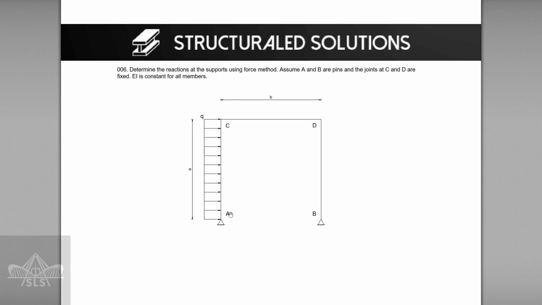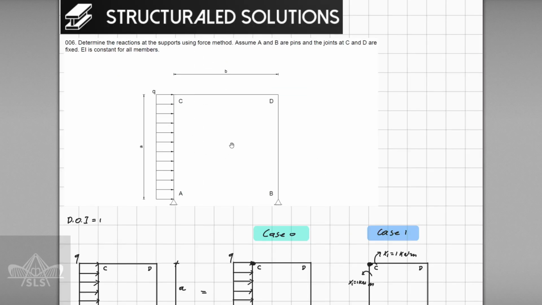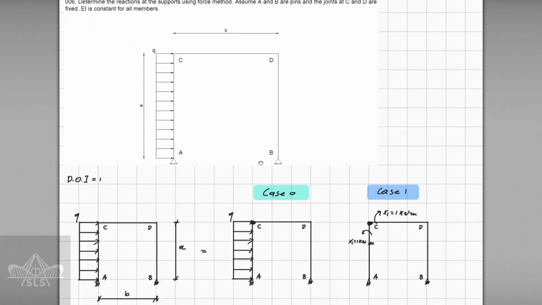The flexural rigidity of the members is assumed to be constant everywhere, for all the members, and we have the distributed load Q acting on member AC. We have the given dimensions A and B. We are going to solve the problem parametrically in order for us as engineers to use the results in the end if something changes. For example, if this length is changed or the value of the distributed load is changed. So without any further ado, let's start to solve this by using the force method.